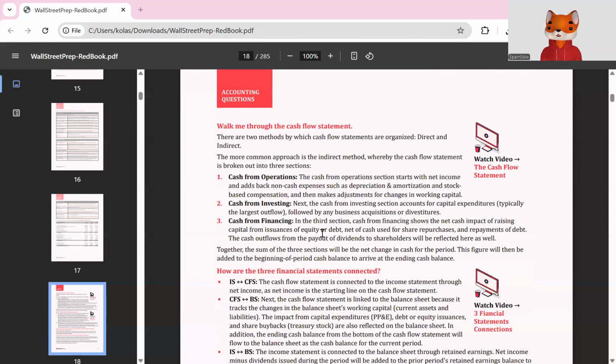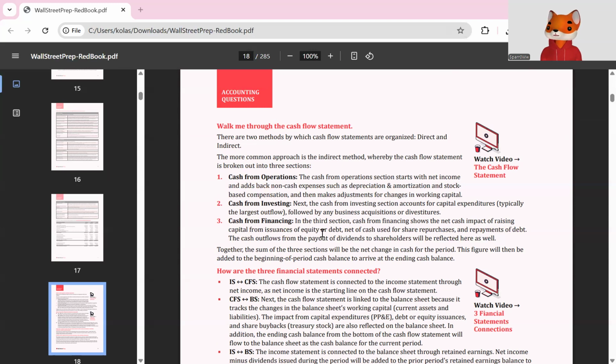So, what are the line items that are present in a cash flow statement? There are two methods by which cash flow statements are organized, direct and indirect. The most common approach is the indirect method, whereby the cash flow statement is broken into three sections, that is cash from operations, cash from investing, and cash from financing. Cash from operations starts with net income and adds back non-cash expenses such as depreciation and amortization and stock-based compensation, and then makes adjustments for changes in working capital.